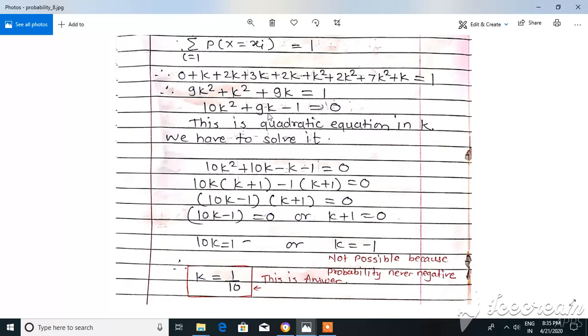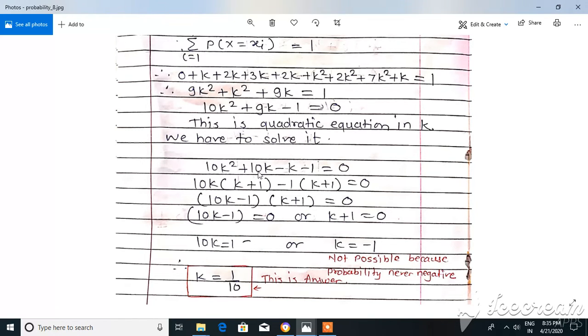So I want that 10 into minus 1, so its product should be equal to minus 10 and the addition should be equal to 9. So find two numbers such that their product is minus 10 but addition is plus 9. If I consider the two numbers 10 and minus 1, the product is 10 into minus 1 equals minus 10 and 10 minus 1 equals plus 9. So these are my two numbers. So here I will expand 9k as 10k minus k.